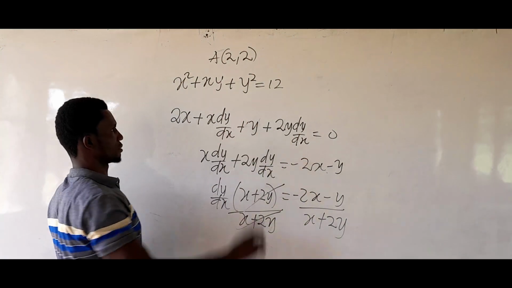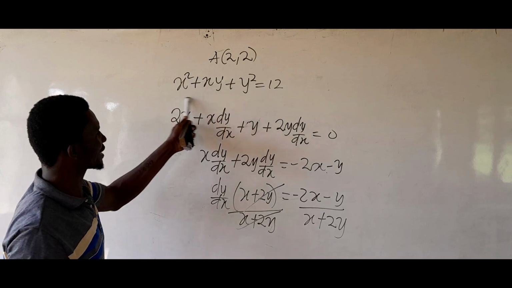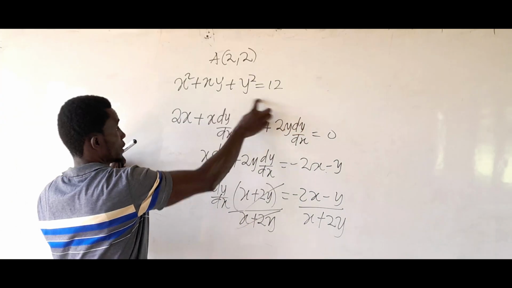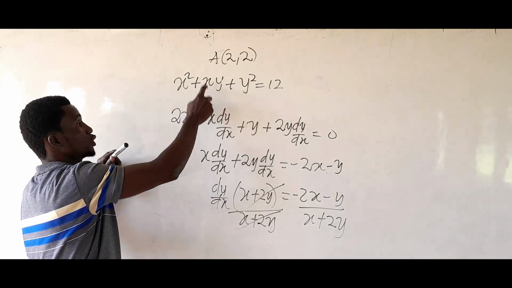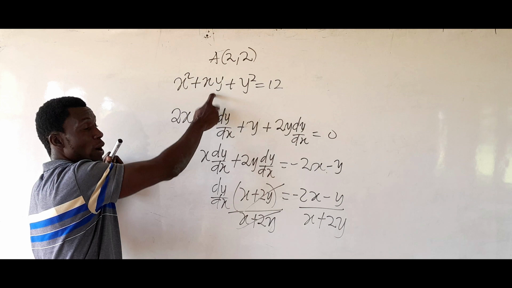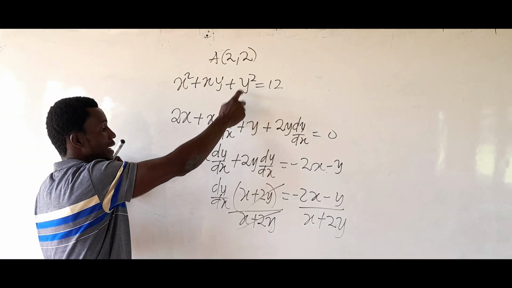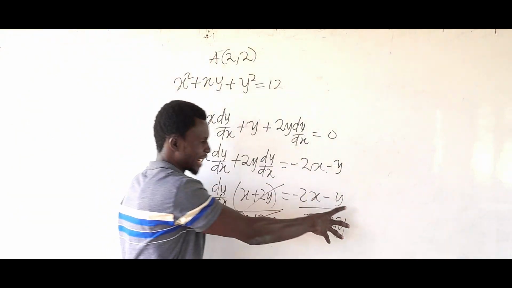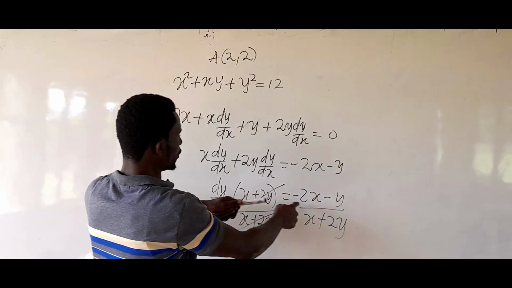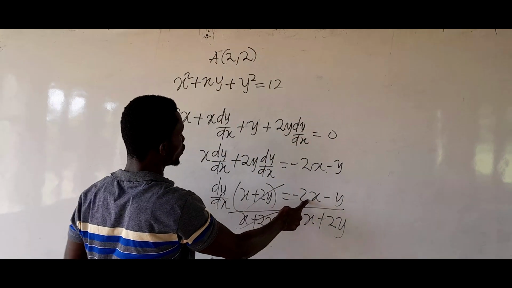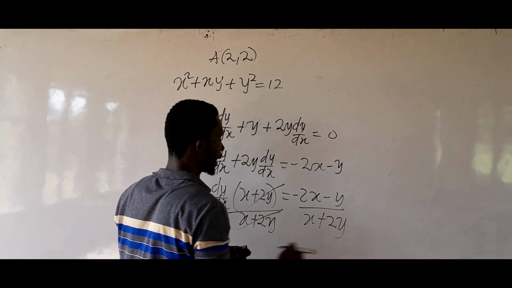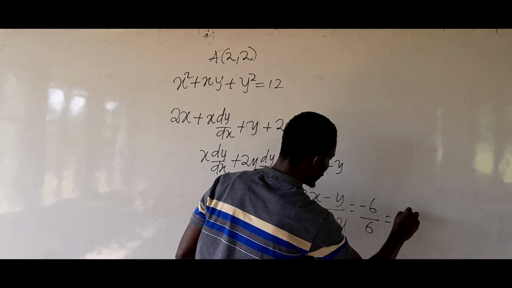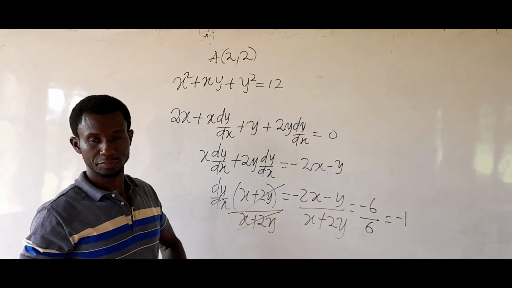So from here, a good student will know and can write this straight away, because a good student knows that we have x dy dx plus y here, 2y dy dx here, and 2x here. Now if you write, here will give you negative 2, and negative 4 minus 2 will give you negative 6. Over here will give you positive 6, which will give you negative 1. And that's all. You see that?